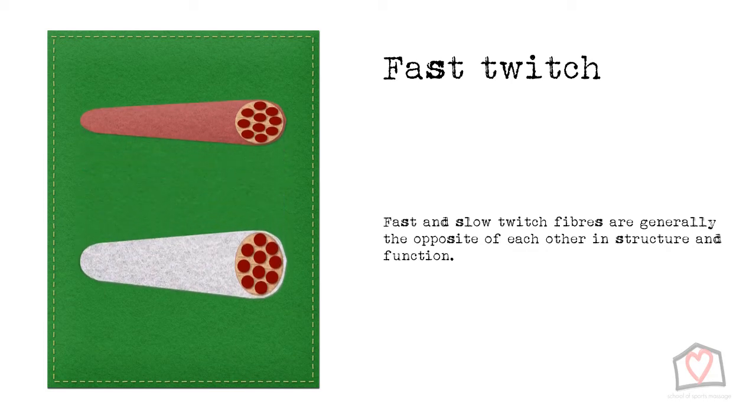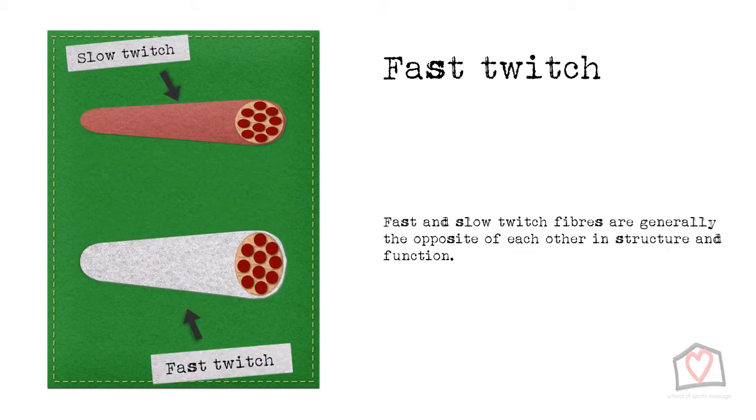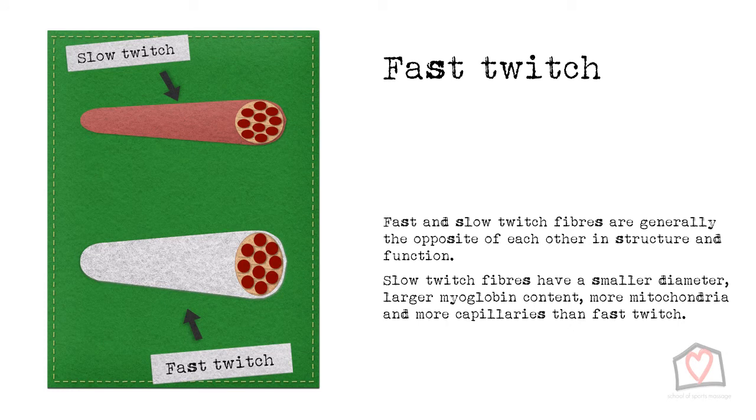Slow twitch fibres have a small diameter, larger myoglobin content, more mitochondria and more capillaries than fast twitch. Slow twitch tissue is also red, whereas fast twitch is white.